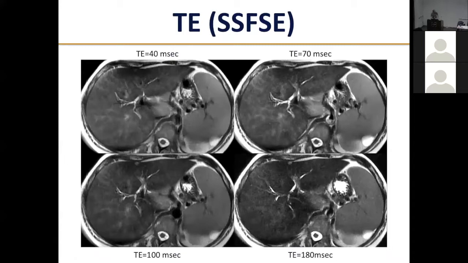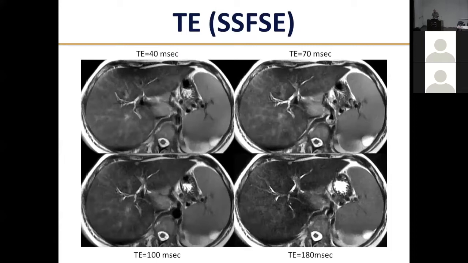This is a patient imaged at TE 40, 70, 100, 180. I think we can appreciate that the liver got darker as the TE increased. And maybe you can appreciate that relative to the rest of the image, the cerebral spinal fluid looks brighter here than it does on some of these other images. But is it fair to say that this image is more T2 weighted than this image? I would say not necessarily, because I need to tell you something else about this patient.